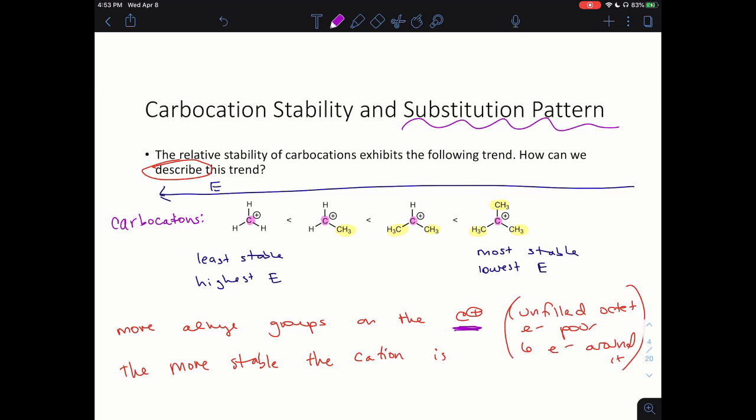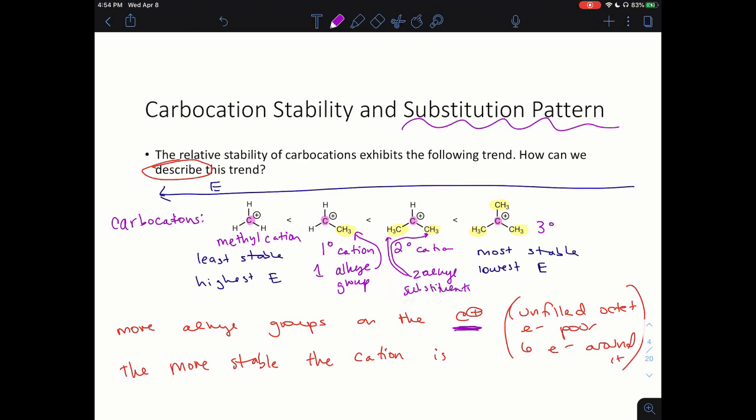This first one has no alkyl groups, just hydrogen. So this is the methyl cation. It was the least stable. The second one can be described as a primary cation. There's one alkyl substituent on the carbon that bears the positive charge. Then we have a secondary cation because there are 2 alkyl substituents, and that's a little bit more stable.